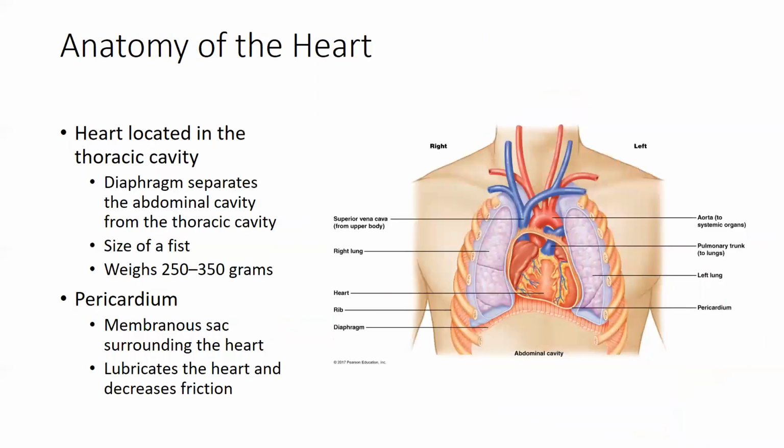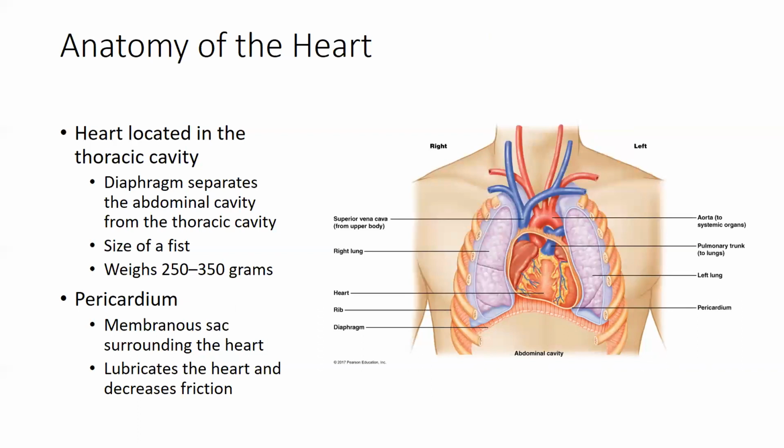So let's talk a little bit about the anatomy of the heart. So the heart is sitting in the center of the thoracic cavity. It's right in the middle here. It's slightly shifted to the left just because of the impression of the left ventricle. So the left ventricle is sort of impressing this way, and so the heart is slightly askew to the left.